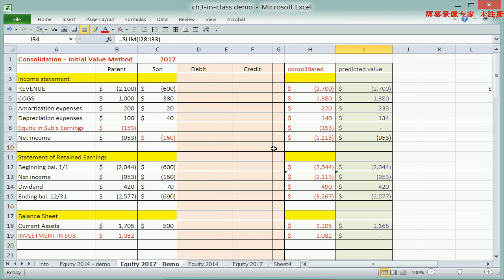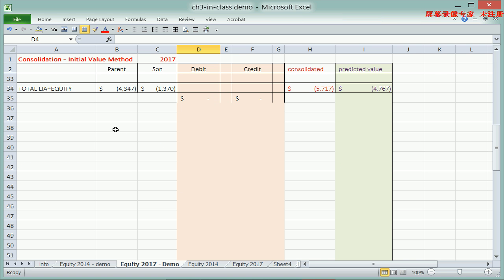Alright, next we want to do some mechanical adjustment to make our consolidated numbers the same as the predicted numbers. Now this column is only the simple adding up of these two, right? Every number is the adding up between the two, but we know some of them are not correct because they are different from the predicted value, so we need to use the debit and credit side to adjust these numbers.